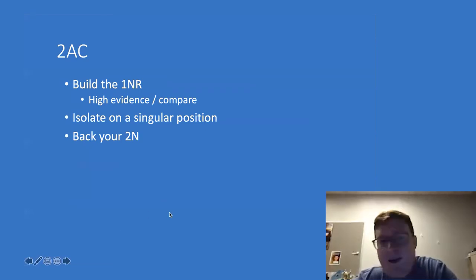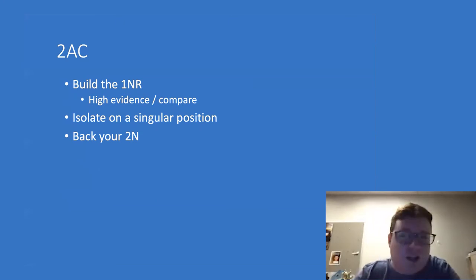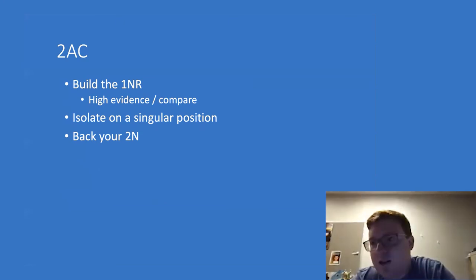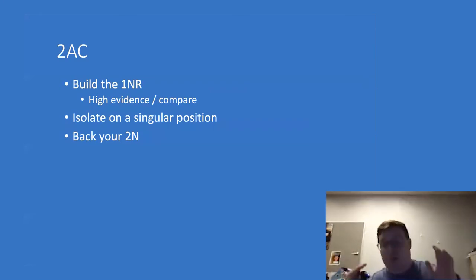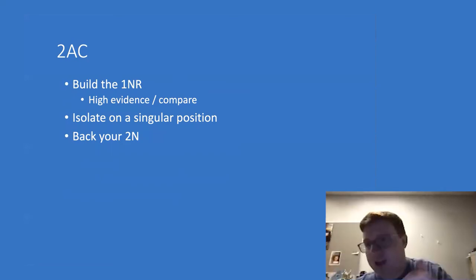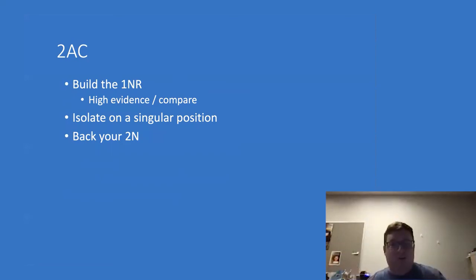The next is the 2AC, all right? 2AC cross-ex. This is probably the toughest and most boring cross-ex for a judge and for a debater to give. Because it's like, what do you do as a 1N? Do you back up your 2N? Do you back up the 1NR? Do you ask 3 minutes of questions on one position and give it away? I mean, it really, really depends.